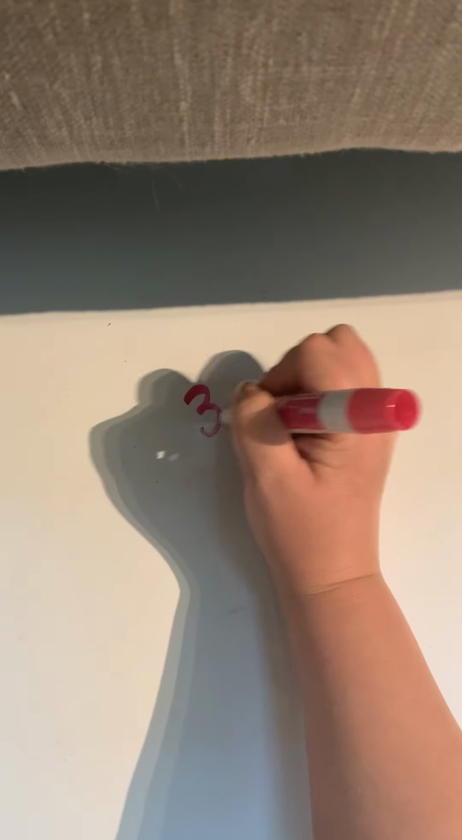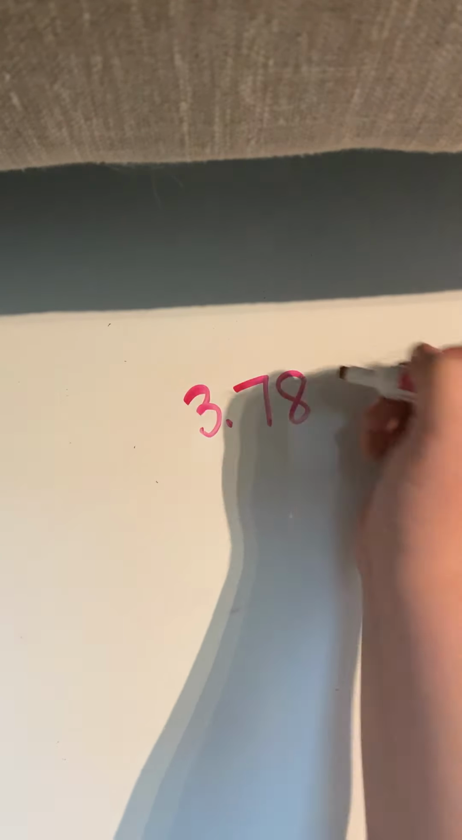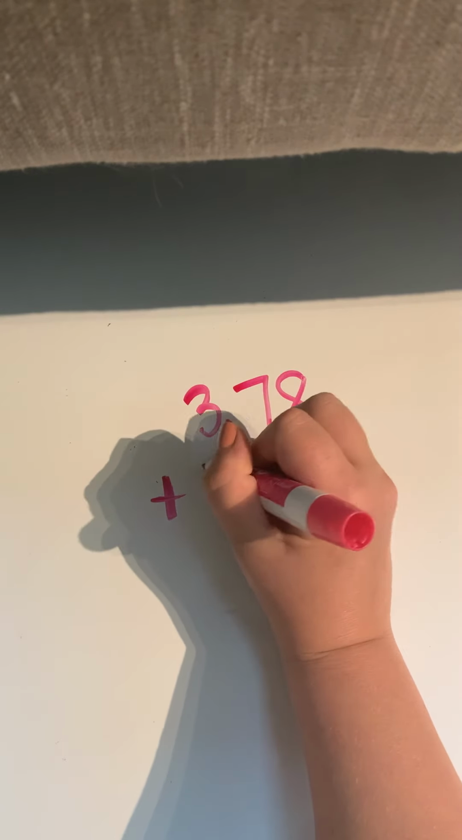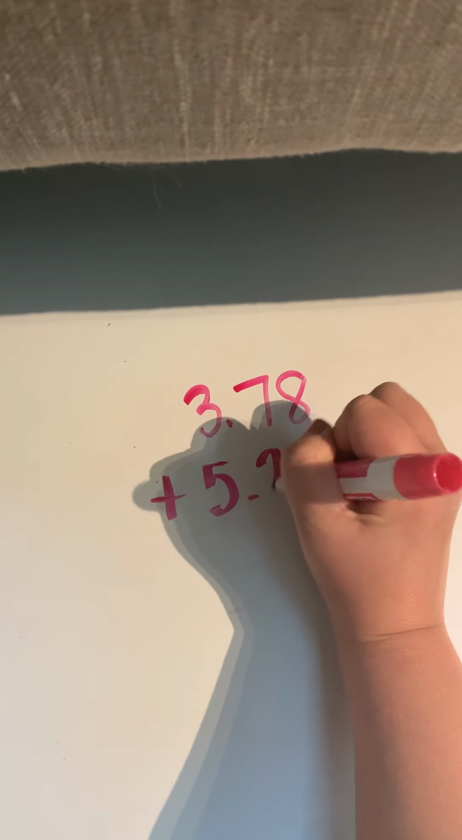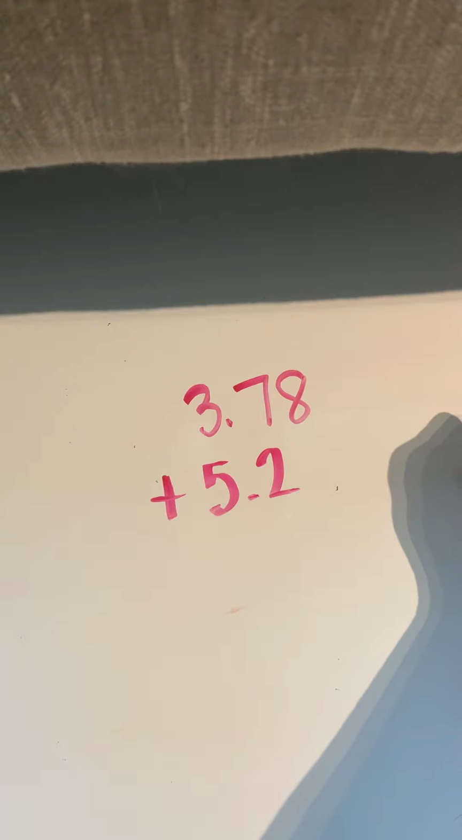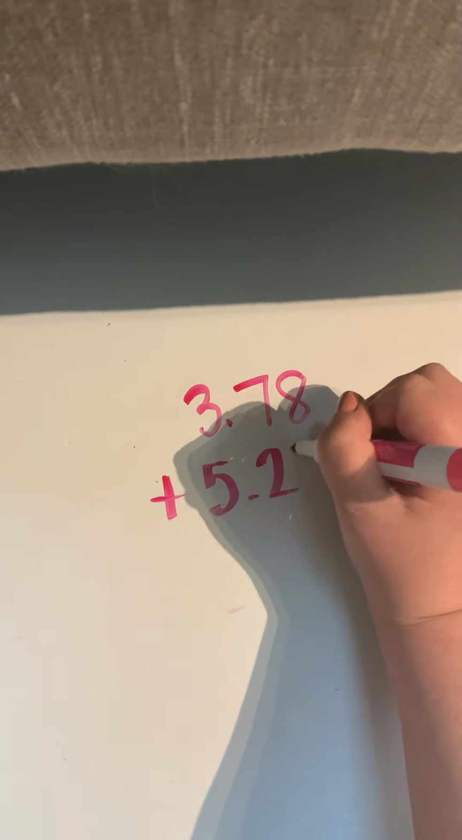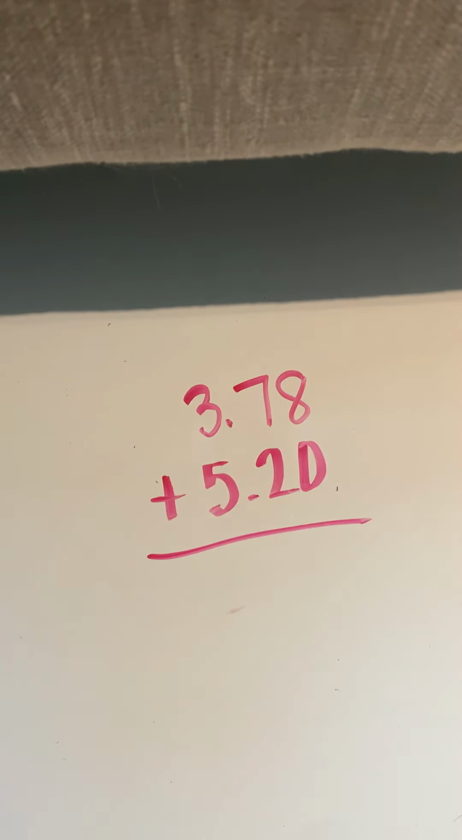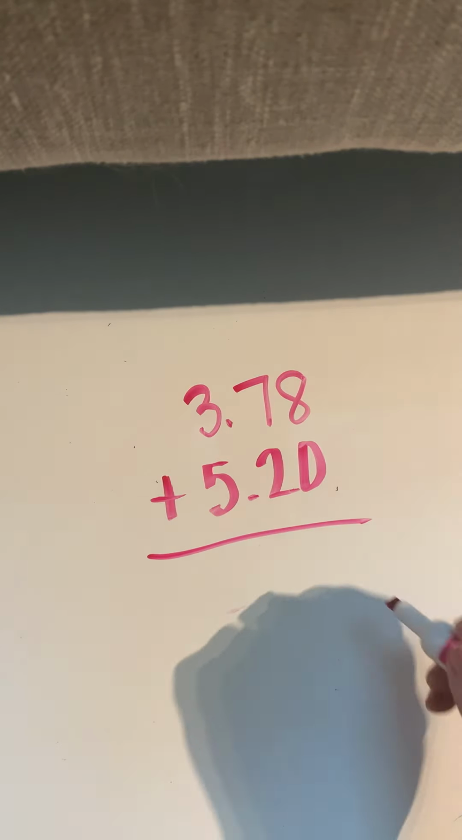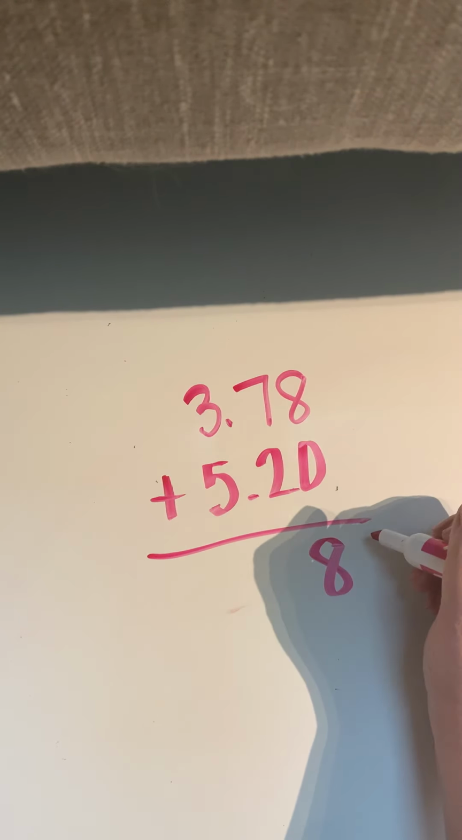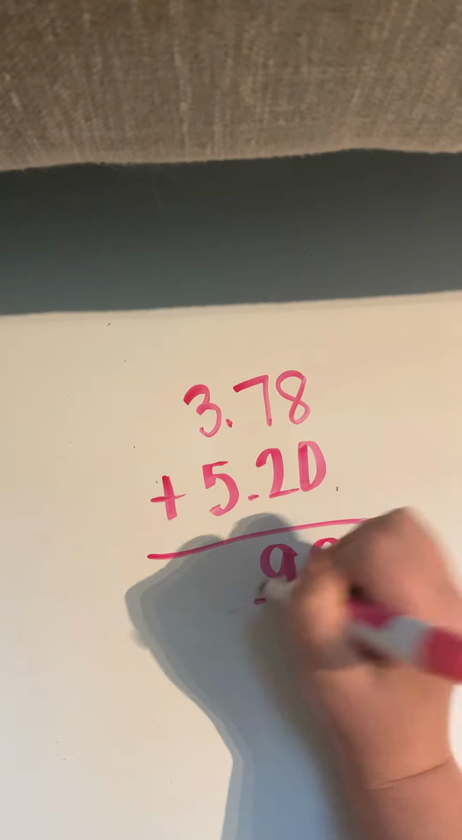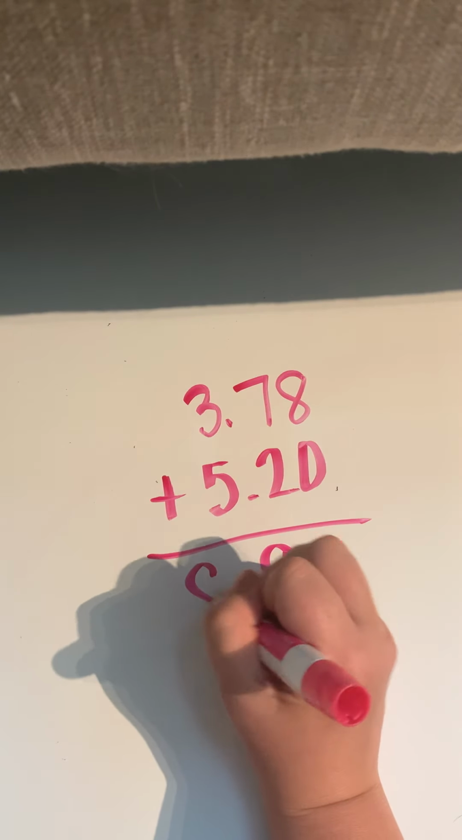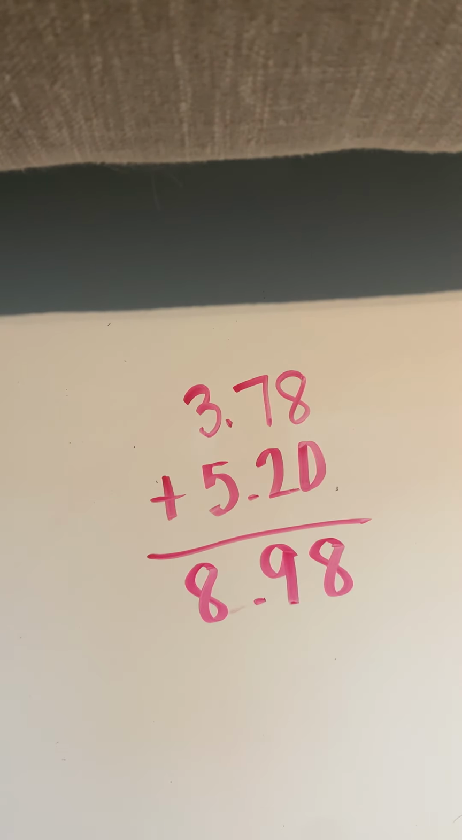So on our whiteboards, let's write 3 and 78 hundredths and 5 and 2 tenths. Now, because I have nothing after the 2, I'm just going to have a 0 as a placeholder. So 8 plus 0 is 8. 7 plus 2 is 9. And 5 plus 3 is 8. So I ended up with 8 and 98 hundredths.